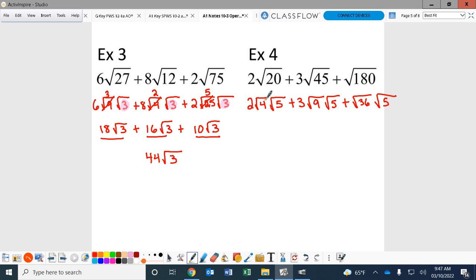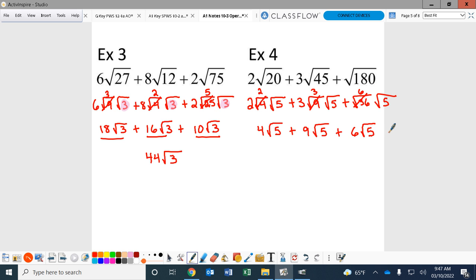So I'm going to go through and work out each one of these perfect squares. Get the final answer as we combine them. Square root of 4 is going to be 2, and 2 times 2 is going to be 4 square roots of 5. Plus, the square root of 9 is going to be 3, and 3 times 3 is going to be 9 square roots of 5. The square root of 36 is 6, and there's no number to multiply it by, so it's just 6 square roots of 5.